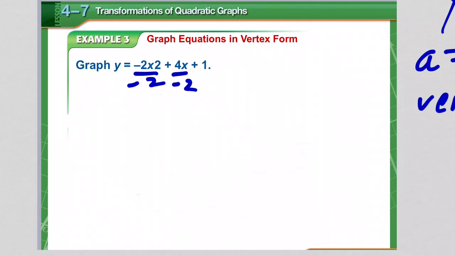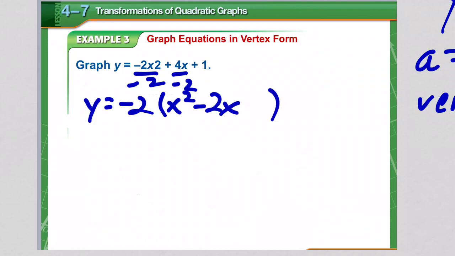Now that -2 does not disappear. It's still going to be in front of those parentheses, so it'll be -2, and then -2 divided by -2, that's going to give me an x squared. And then when I do this 4 divided by a -2, that's going to give me a -2x. I'm going to leave my space and put a +1.